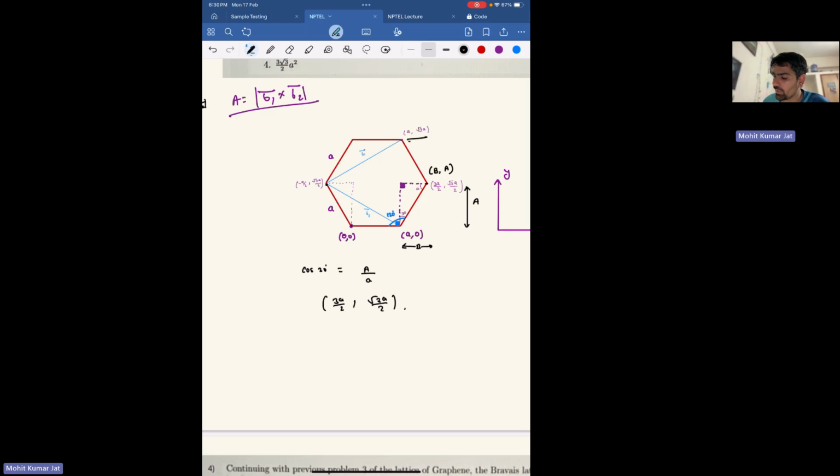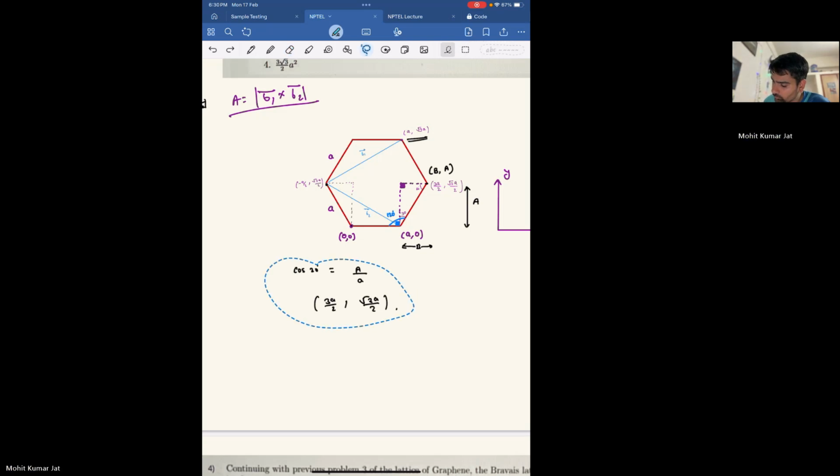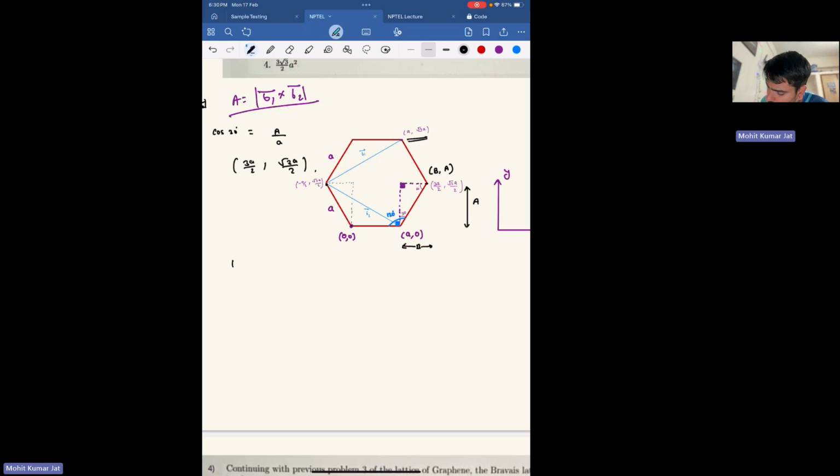This one I can also estimate. This is root 3A. This is A0. So the vector, should not erase it, just keep it in some corner, maybe here. And now the vector b1 will be what? A root 3A minus A by 2 root 3A by 2. So this will give 3A by 2 and root 3A by 2.